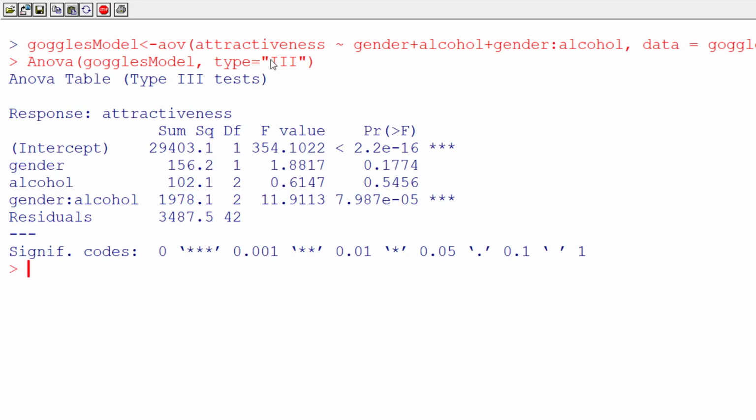I'm going to create a simple model before we get any further along and run analysis on it. So this simple model says we're trying to predict attractiveness based off of gender, alcohol, and the interaction between gender and alcohol using goggles data. Given this, we would say that the only significant scenario right now is the interaction between gender and alcohol, but we want to know a little bit more than that.